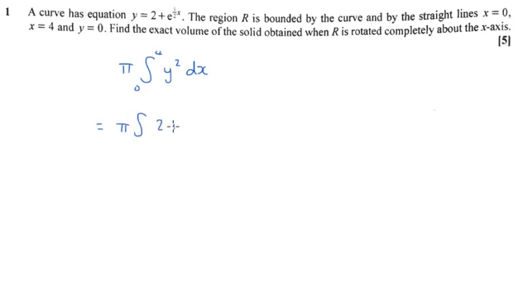So 2 plus e to the half x, squared. So I'm going to multiply those brackets out before we integrate it.